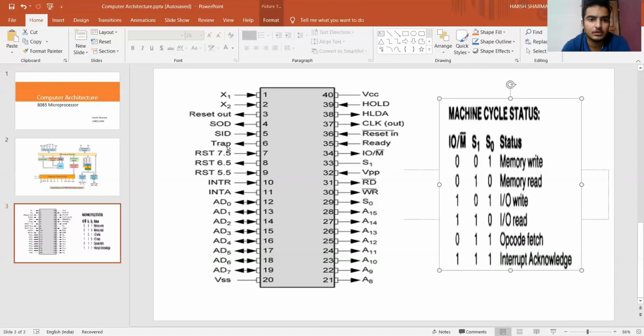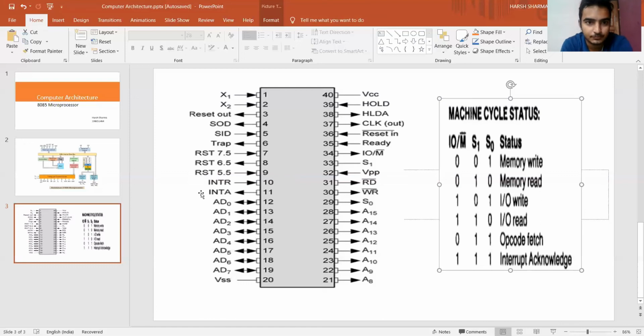Now, when an interrupt occurs in the microprocessor, it is acknowledged by INTA, that is interrupt acknowledgement. So when any interrupt happens, the microprocessor will send the acknowledgement through this pin, that is pin number 11.